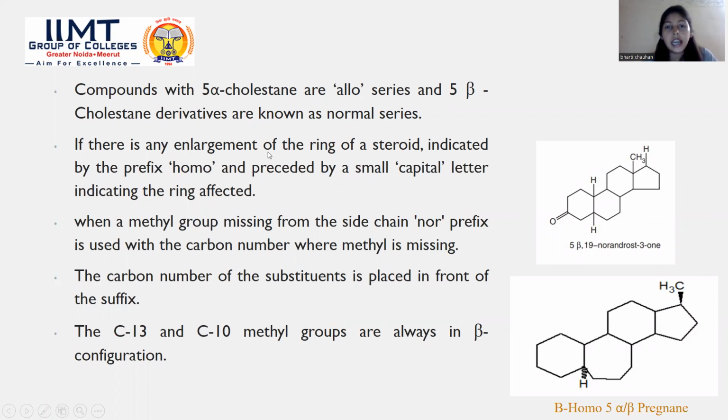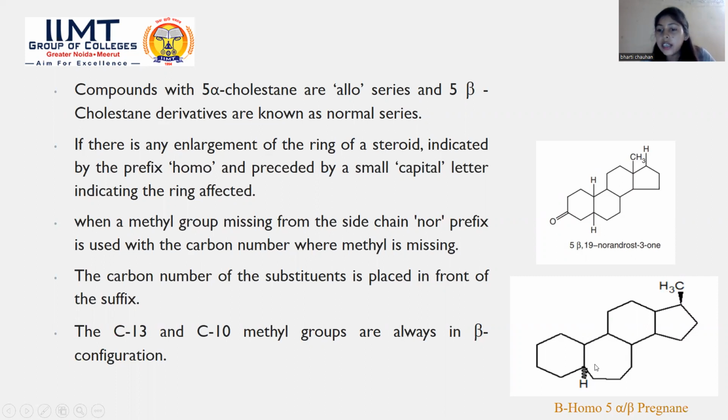If there is any enlargement of the ring of a steroid, it is indicated by the prefix homo and preceded by a small capital letter indicating the ring affected. You can see here this structure. You can see my cursor, right? So this structure is at ring D. The ring is increased by a carbon atom. So this is not a 6-member ring. Now it is a 7-member ring.